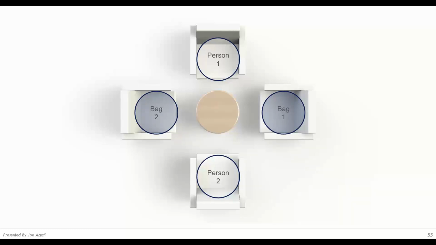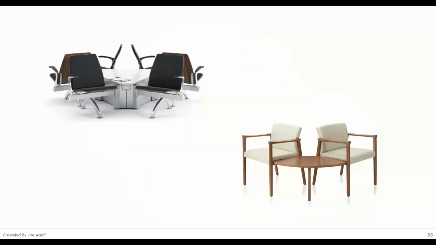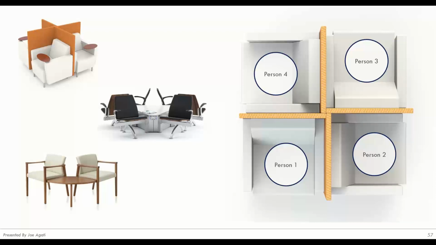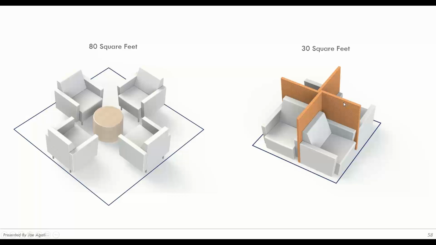So you're really only getting two people to sit in this kind of arrangement, versus if we rethink these seating clusters and integrate some panels in there, you will get 4 people to sit here. This is a much tighter footprint. And 4 people will sit in these because they're not really engaged with the people on the side or behind them. So instead of taking up 80 square feet where maybe you get 2, you'll use 30 square feet, and you'll get 4 in there.